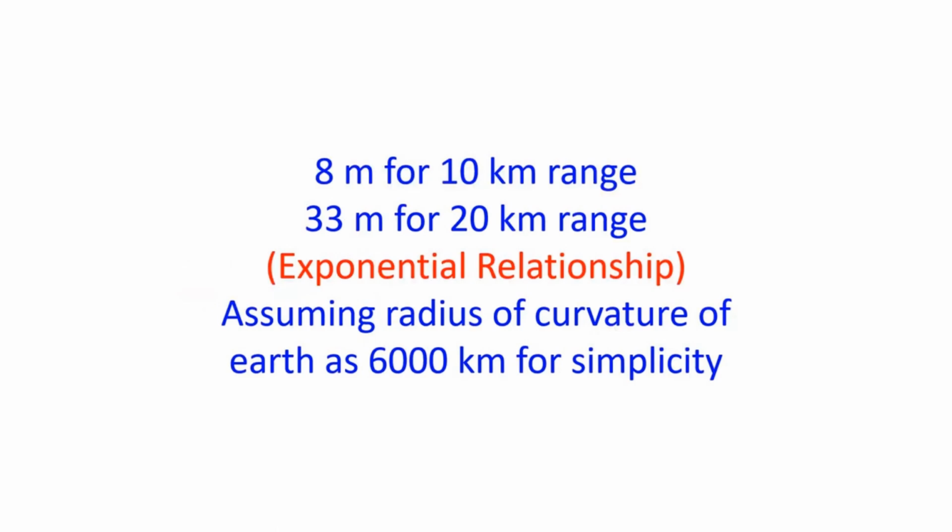Just as an academic exercise, I tried calculating the height of the antenna needed for a 10 kilometer range, assuming the radius of curvature of the Earth is 6000 km for simplicity of calculation. Height of the antenna needed is about 8 meters for a 10 kilometer range. But to get a range of 20 km, the antenna will have to be 33 meters high, as it is a square relationship with the range, antenna height being proportional to the square of the range needed.